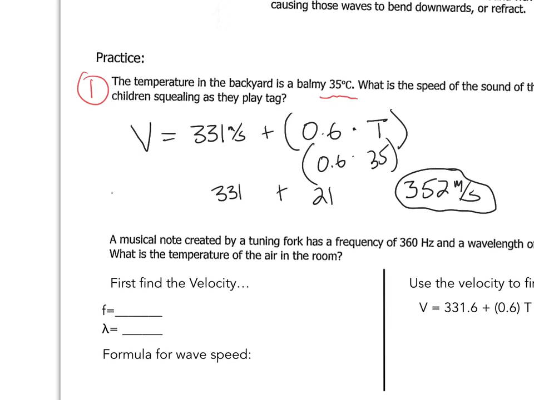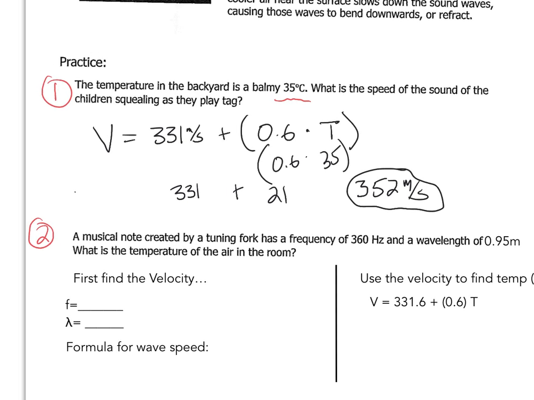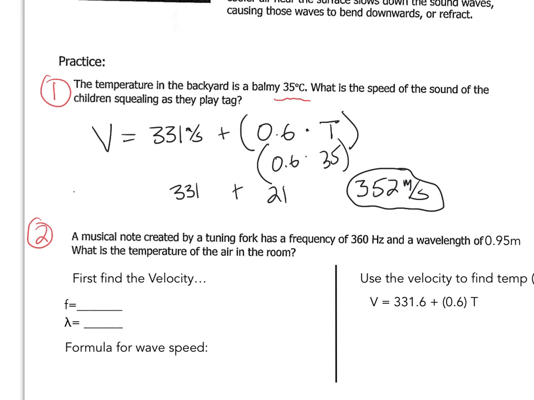Let's go to practice problem number 2. This one sounds outlandish. Let's read it. A musical note created by a tuning fork. You know, those are the metal things that used to be used for tuning instruments. And the frequency of the tuning fork is 360 hertz. That's audible, not too low. It's kind of in the middle of your speaking voice. And the wavelength is 0.95 meters. And the unknown from those two given, it's pretty cool, but we're going to be able to find the temperature.